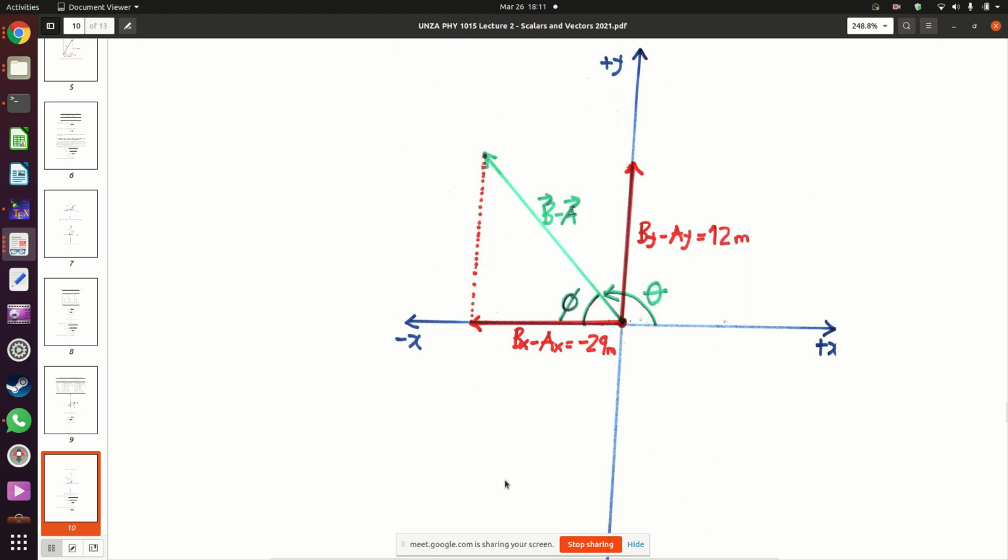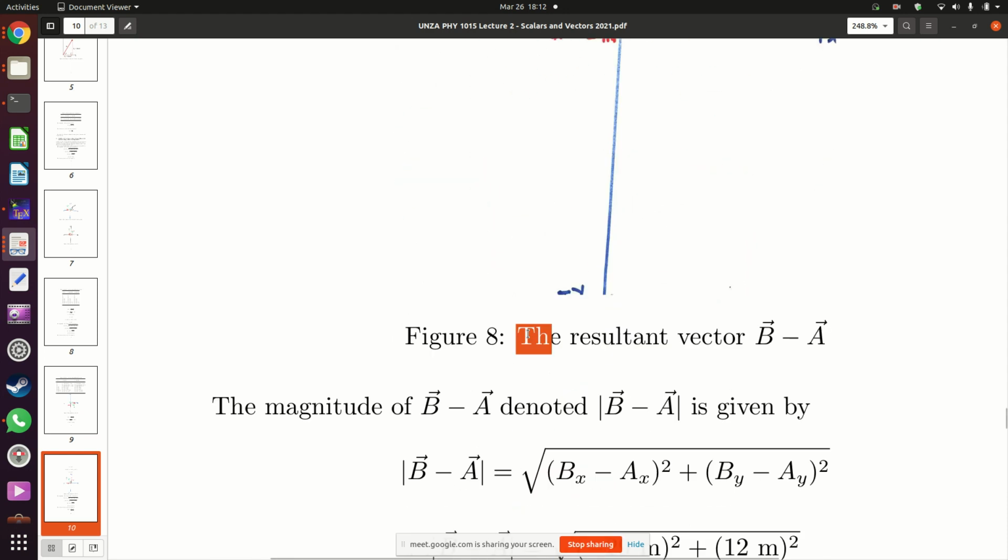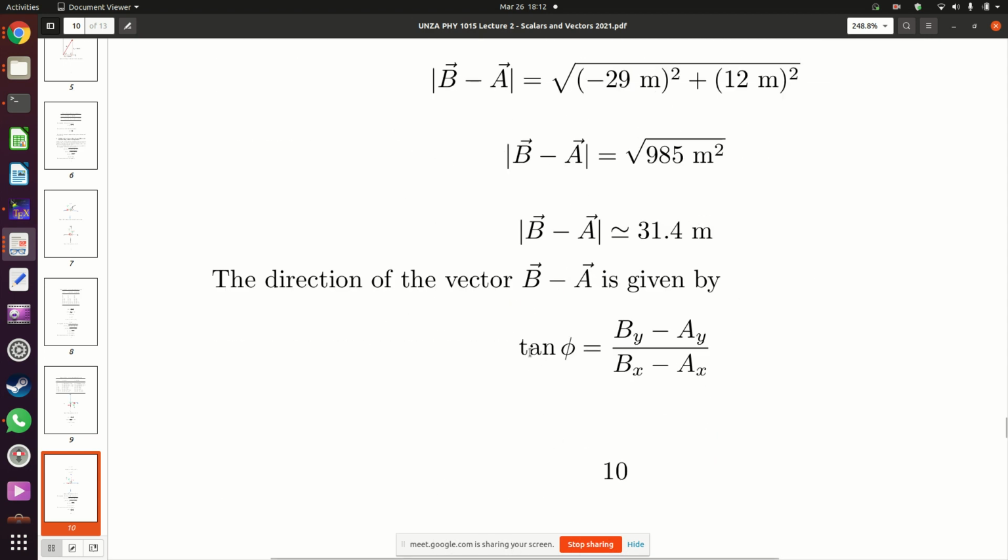And the way phi is measured, you measure phi from the negative x-axis, then you're going in a clockwise direction. So we expect this angle phi to be negative. So we're going to get theta equals 180 degrees plus phi, with a phi which is negative. So we're going to work out what this phi is using the y component, that is by minus ay, and using the x component, which is bx minus ax. So tan phi is equal to by minus ay divided by bx minus ax.